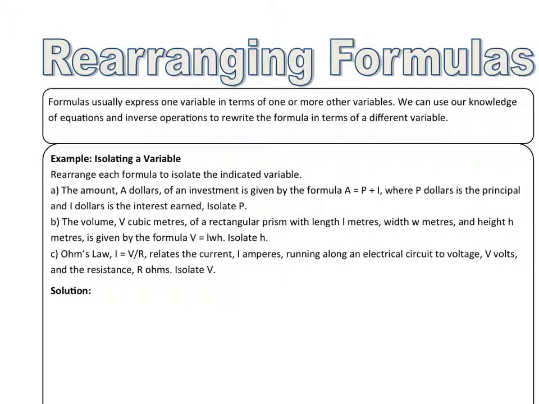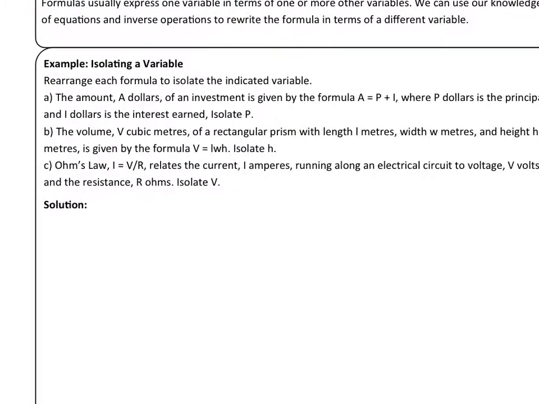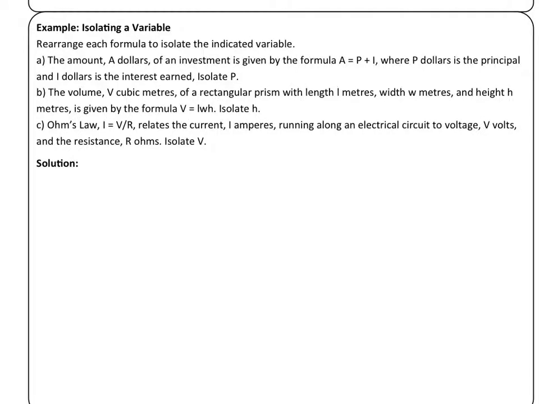In the example, we're going to isolate a variable. Rearrange each formula to isolate the indicated variable. We're going to do a couple of different examples so you can see some different things that you need to do. For A, the amount A dollars of an investment is given by the formula A equals P plus I. P is the principal, I is the dollars. We're going to isolate P.